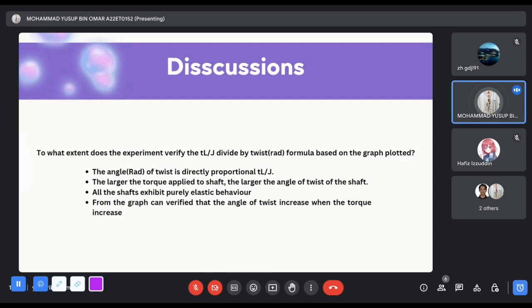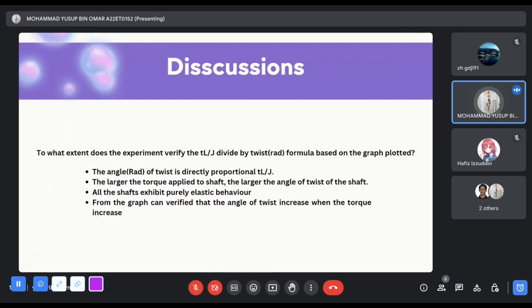So this is our discussion on our experiment. To what extent does the experiment verify the TL over J divided by twist in radian formula based on the graph plotted? The angle in radian of the twist is directly proportional to TL over J. As we can see just now, the graph constantly increases as the radian increases and TL over J increases.